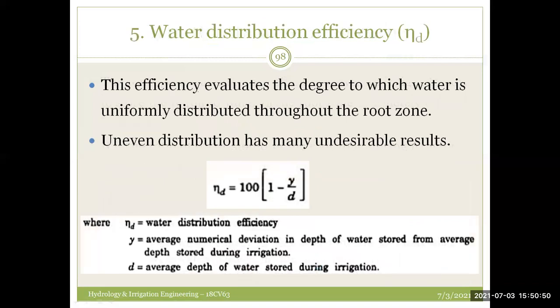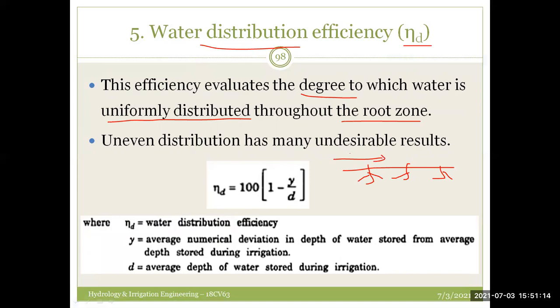So the next type of efficiency is water distribution efficiency, which is denoted with the symbol eta D. This efficiency evaluates the degree to which water is uniformly distributed throughout the root zone. So when you are supplying water, all the crop root zone should get water uniformly. The water should be distributed uniformly throughout the agricultural field. That uniform distribution of water throughout the root zone is given by this water distribution efficiency. And uneven distribution will give you improper, undesirable results.